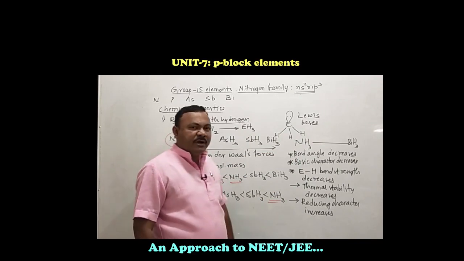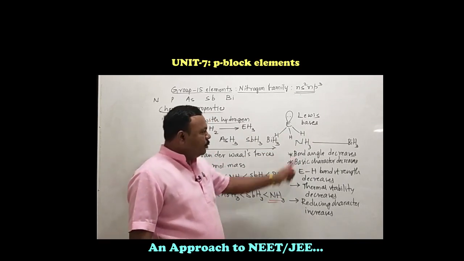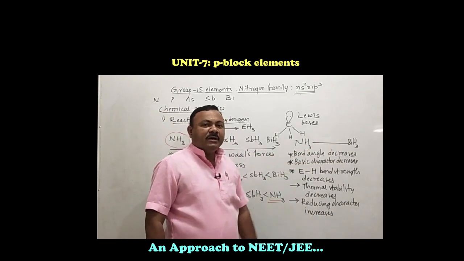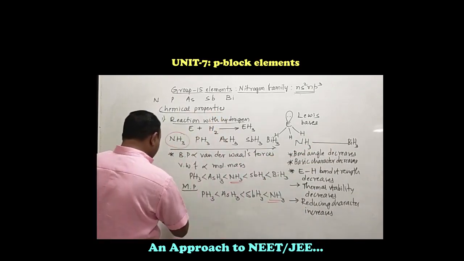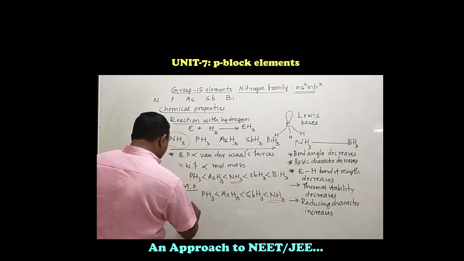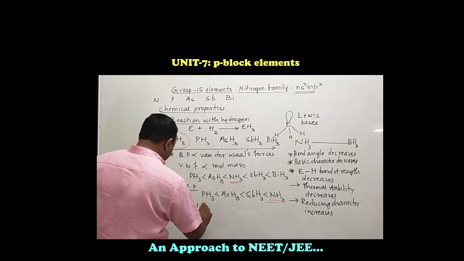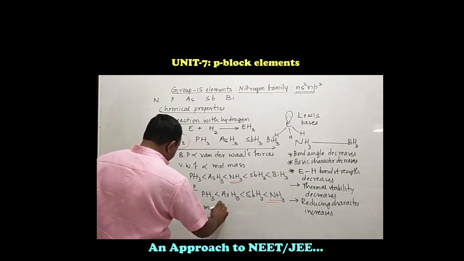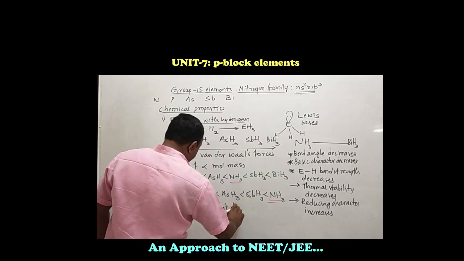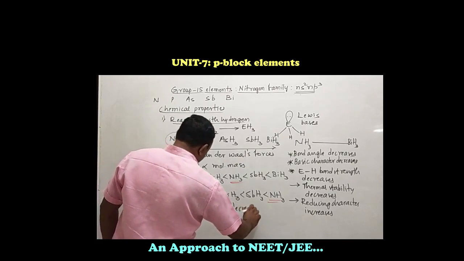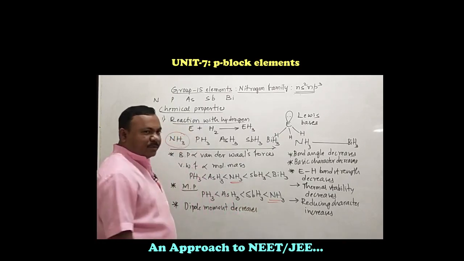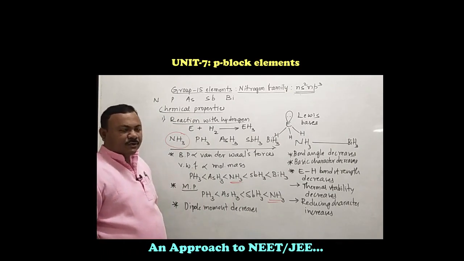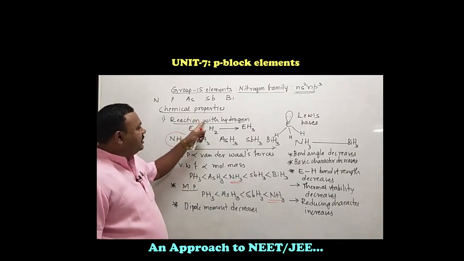Apart from this, you can even take the dipole moment. When we move from ammonia to bismuthine, dipole moment goes on decreasing. Dipole moment is decreasing due to decrease in electronegativity of the central atom. So this is how we can explain the reaction with hydrogen.